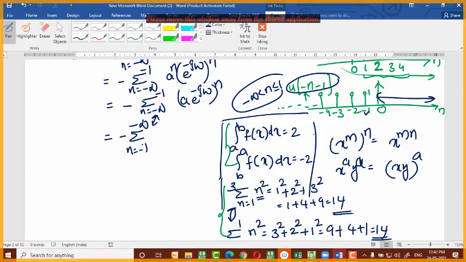Simple logic. 1 plus 2 plus 3 plus 4 plus 5 plus 6 plus 7 plus 8 plus 9 plus 10, you will get some answer. Or 10 plus 9 plus 8 plus up to 1 also, you will get the same answer. Okay, so that we can take like this.